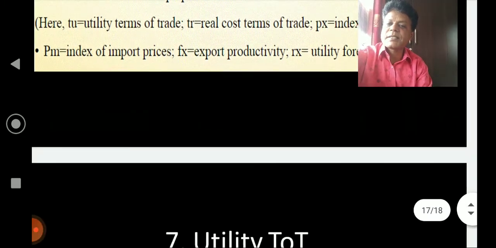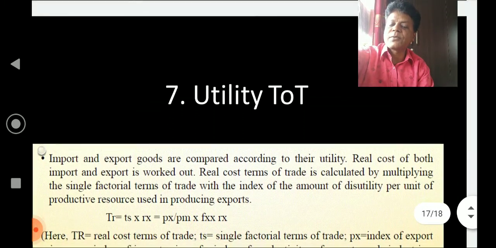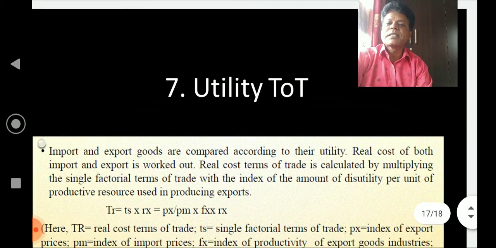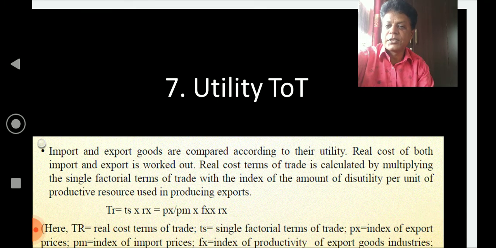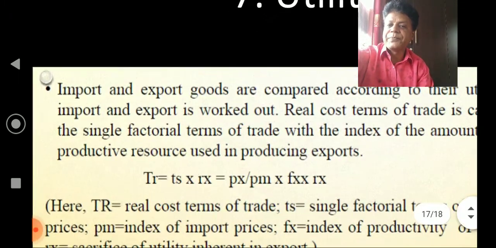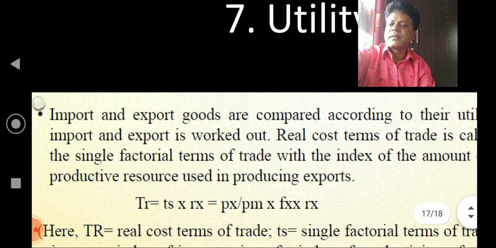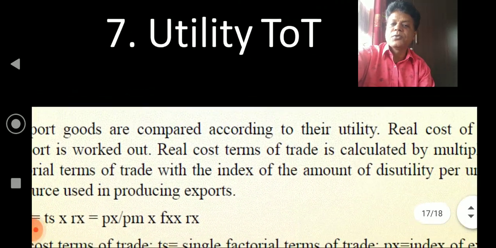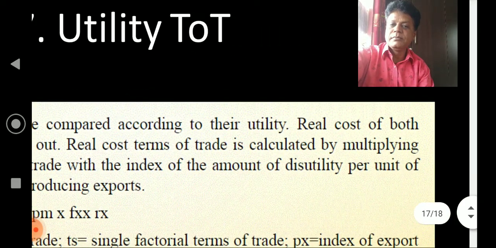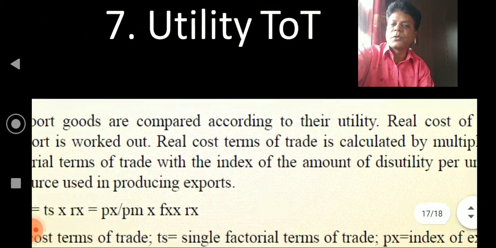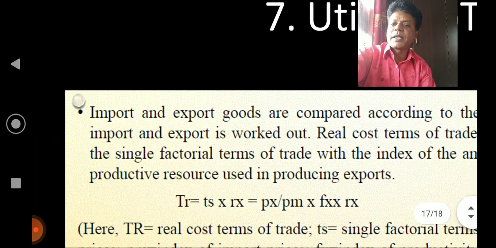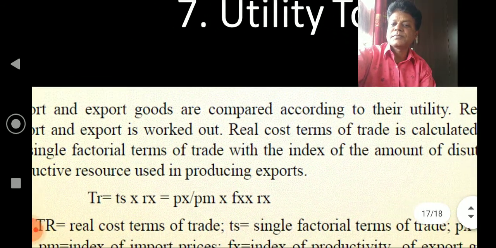After studying this, in next place we have the 7th one, that is utility terms of trade. In utility terms of trade, the import and export goods are compared according to their utility. Real cost of both import and export is worked out.